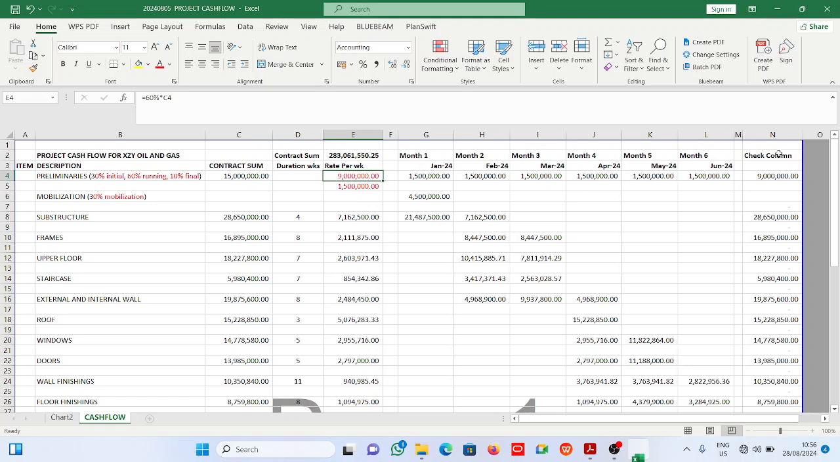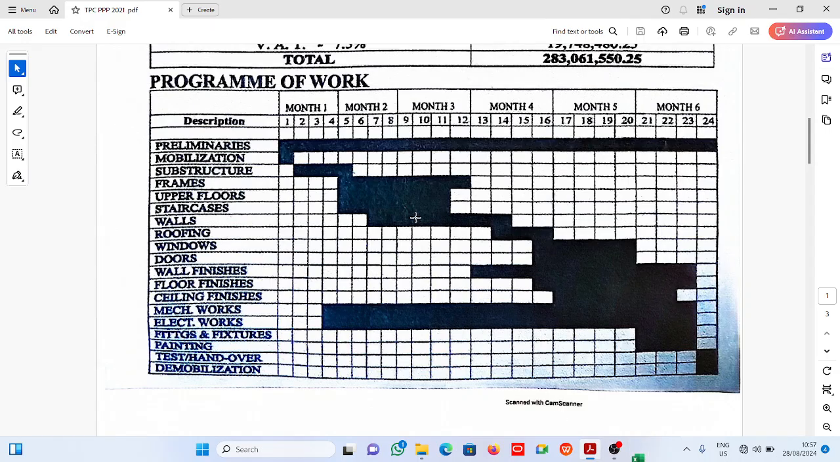It's divided into months. Now we have the duration. This is the contract sum. We have, of course, this. Now the duration, we have them in weeks. Then we have the rate per week also. So basically, if you come here, this is substructure. If you see on the question, substructure is 28,650,000. Now, what is the duration in weeks? Let's come over here again.